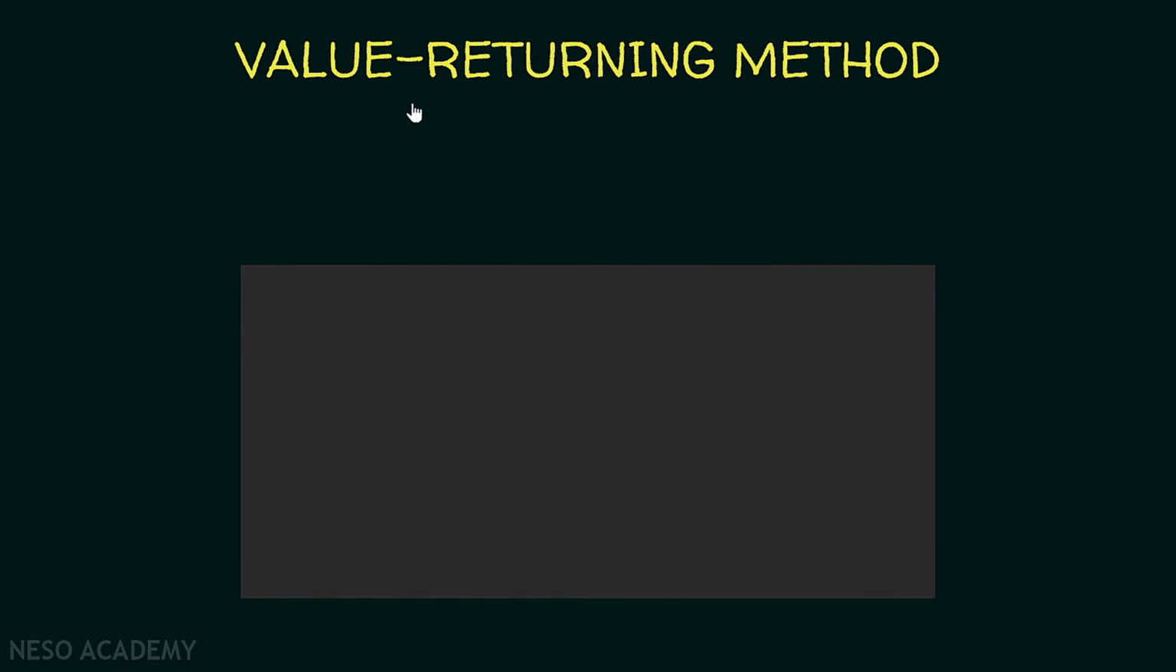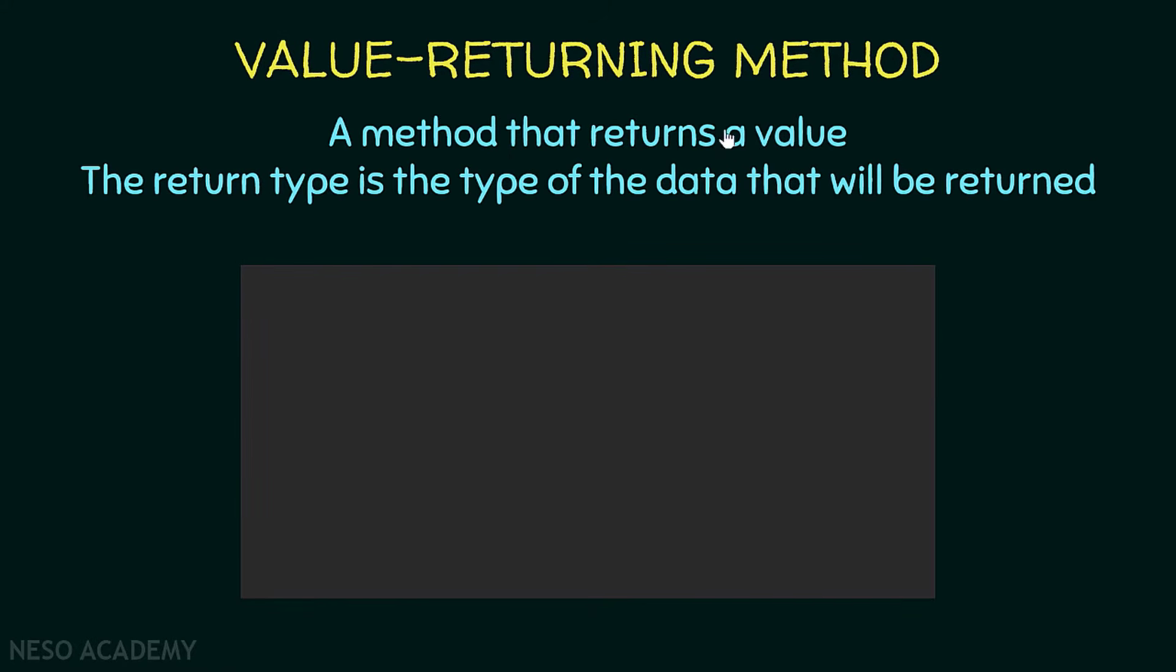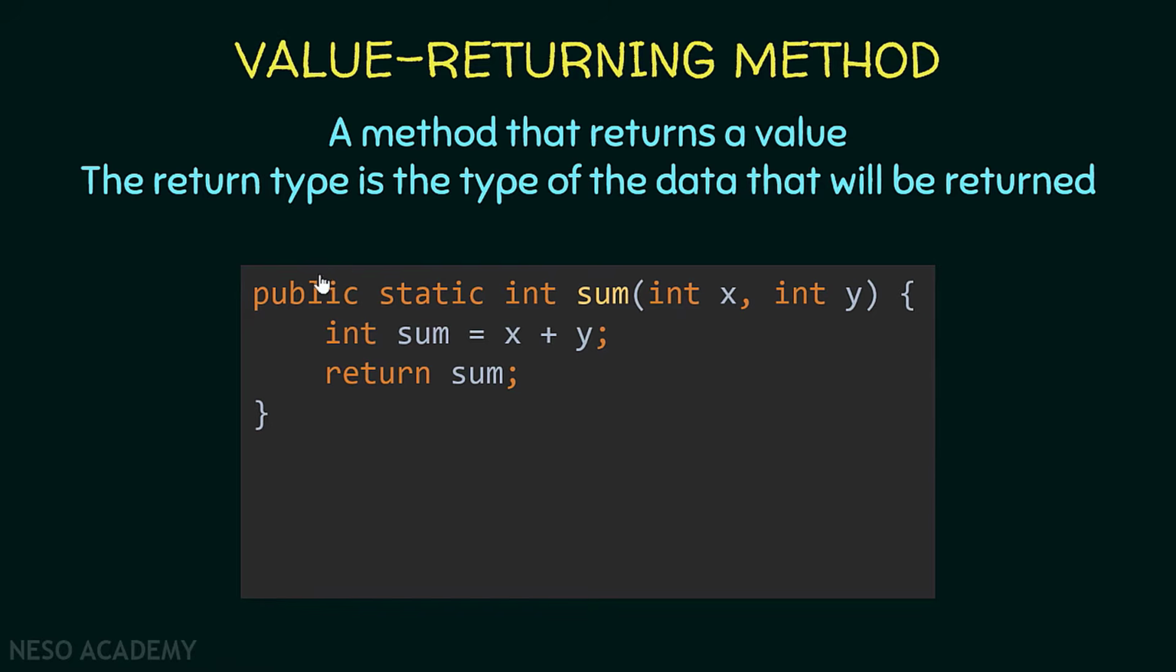Now let's talk about value returning methods. So a value returning method is a method that returns a value. And the return type of this method is the type of the data that will be returned by this method. Let's see this example. We have a method public static and the type is an integer. So this method should return an integer. And this method is called sum. And it takes two parameters.